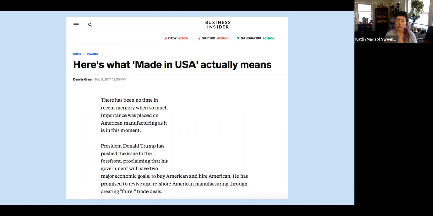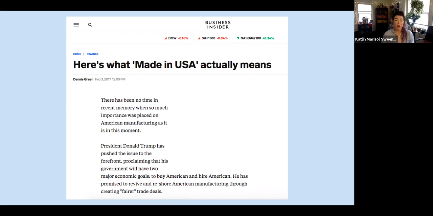And we have these opening paragraphs that read, "There has been no time in recent memory when so much importance was placed on American manufacturing as it is in this moment. President Donald Trump has pushed the issue to the forefront, proclaiming that his government will have two major economic goals: to buy American and hire Americans. He has promised to revive and reshore American manufacturing through creating quote unquote fairer trade deals."